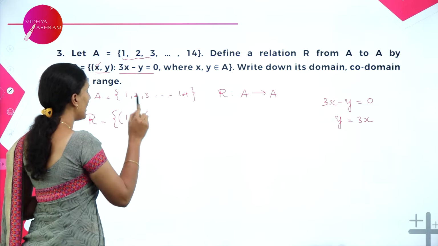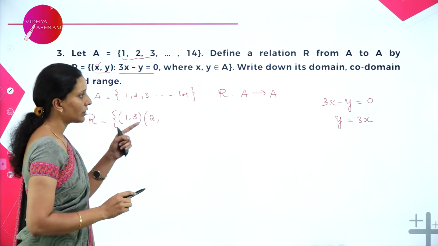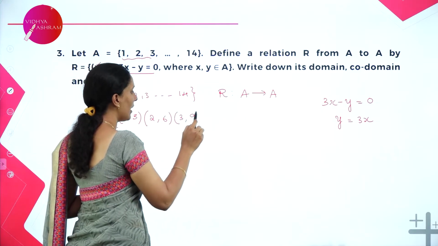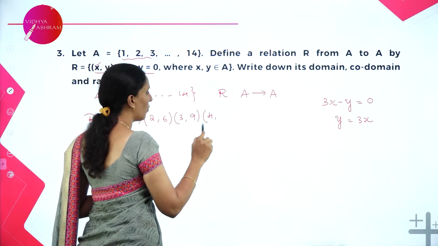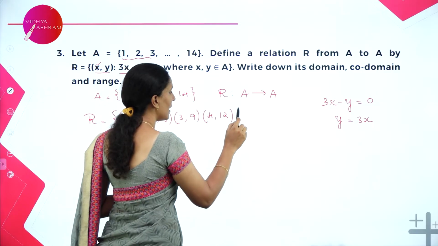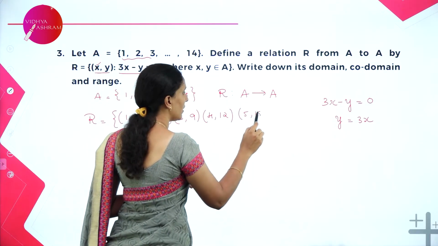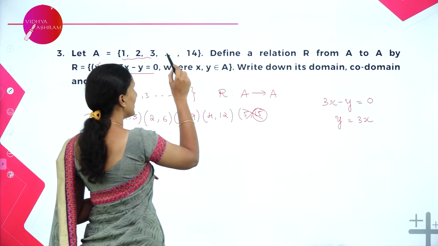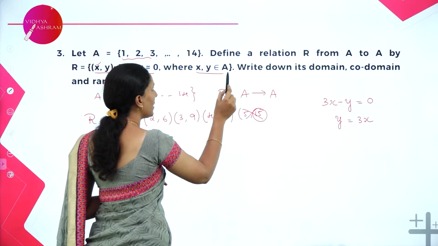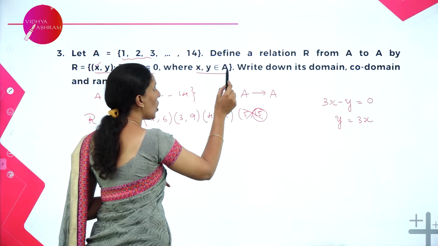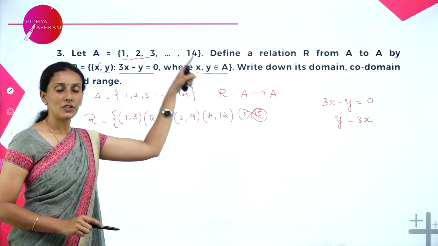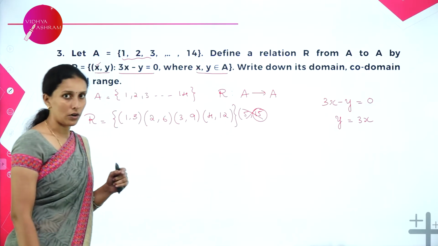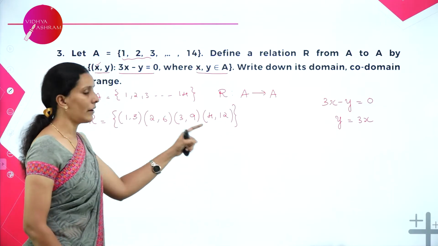Next I'll take x is equal to 2. Then I'll get 3 2s are 6. X is equal to 3, 9. X is equal to 4, 12. X is equal to 5, 15. But I can't write this because 15 is not inside the set A. They have clearly mentioned x and y belong to set A. But 15 is not inside the set. So therefore, I need to stop the set here only. Now I have written the relation set.